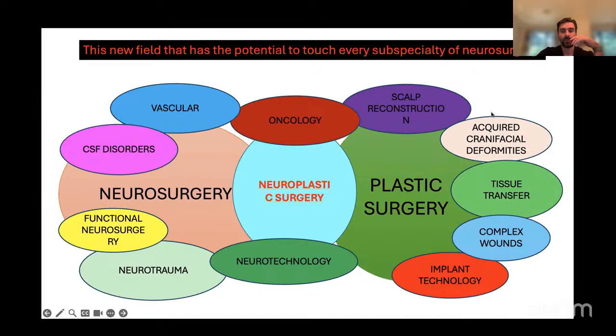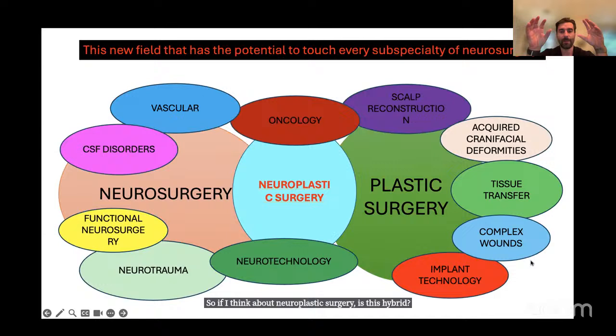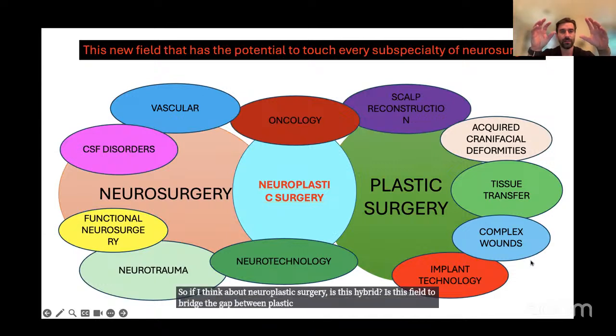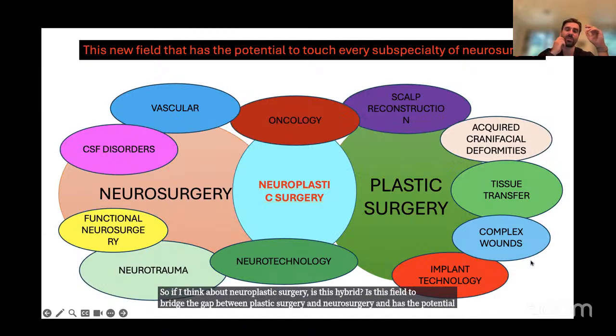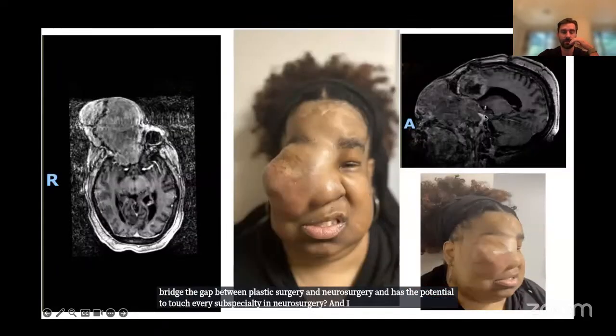So if I think about neuroplastic surgery, is this hybrid? Is this field to bridge the gap between plastic surgery and neurosurgery, and has the potential to touch every subspecialty in neurosurgery? And I'll show some examples.